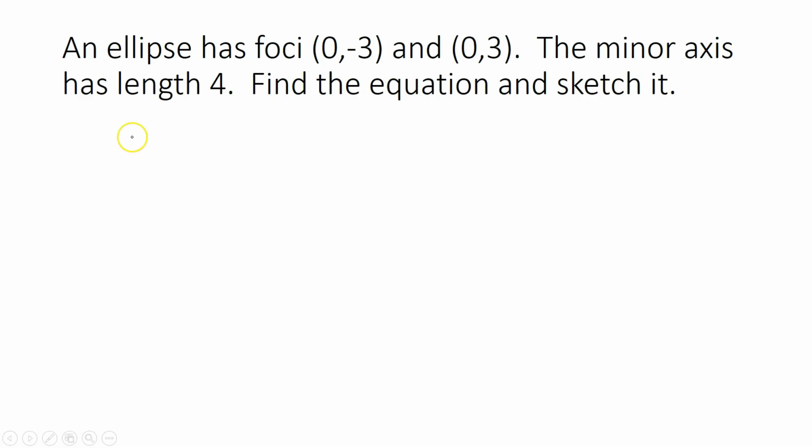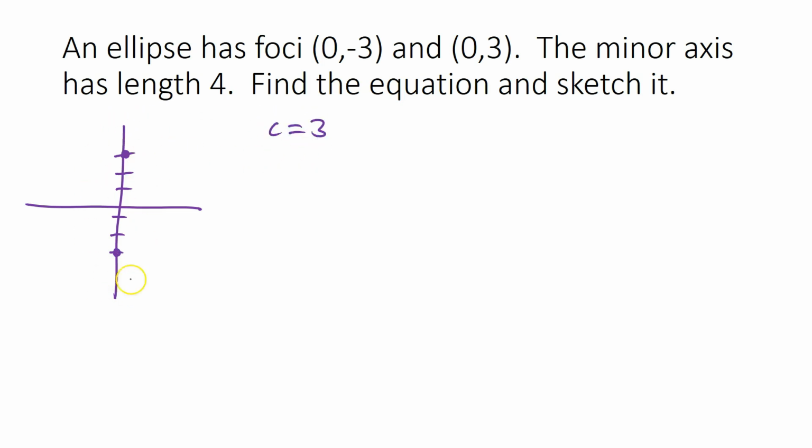So if I draw a picture here, there's one focus at (0, 3), and there's our other focus at (0, -3). So our c value we right now know is 3.